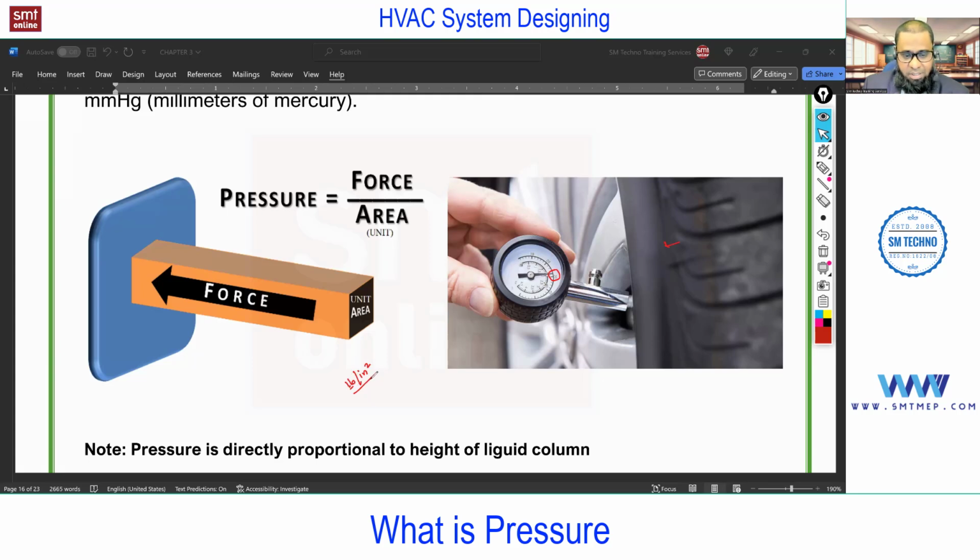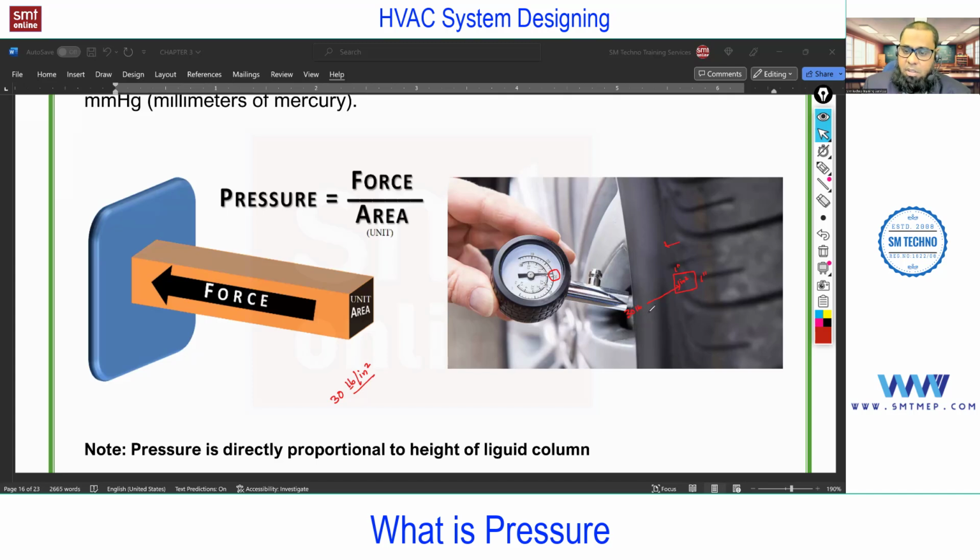So what does it mean exactly? 30 psi, it means what? Per square inch, 30 pounds of force will be applied. Yes, exactly. For example, if you check inside this tire, for 1 square inch, suppose this is 1 inch, this is 1 inch. So this is 1 square inch. So how much force is acting? The force acting is 30 pounds. Okay, so for 1 square inch, 30 pounds of force is acting. So we can say 30 psi.